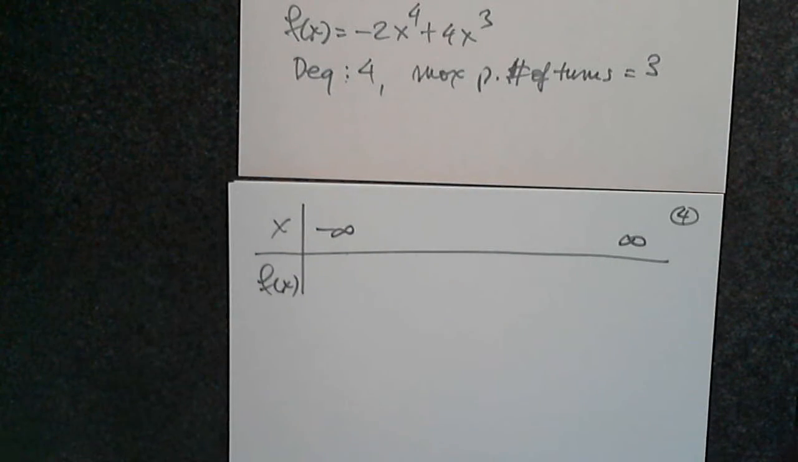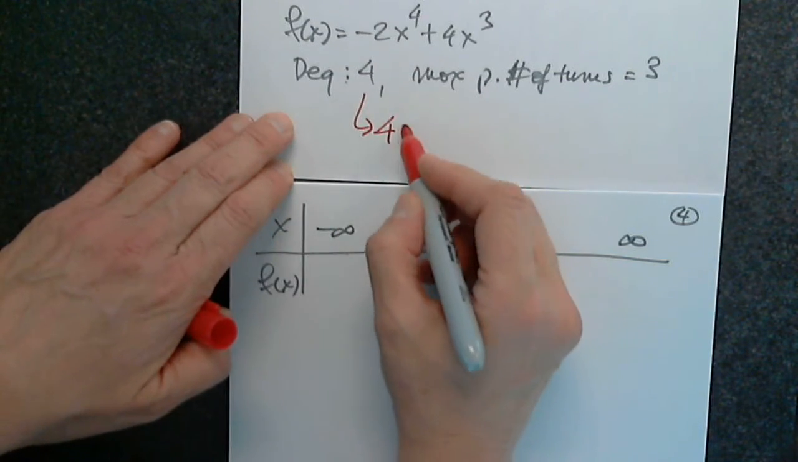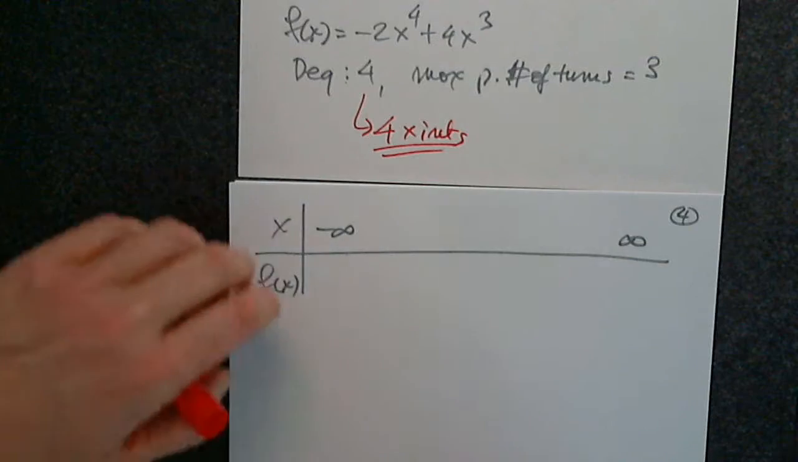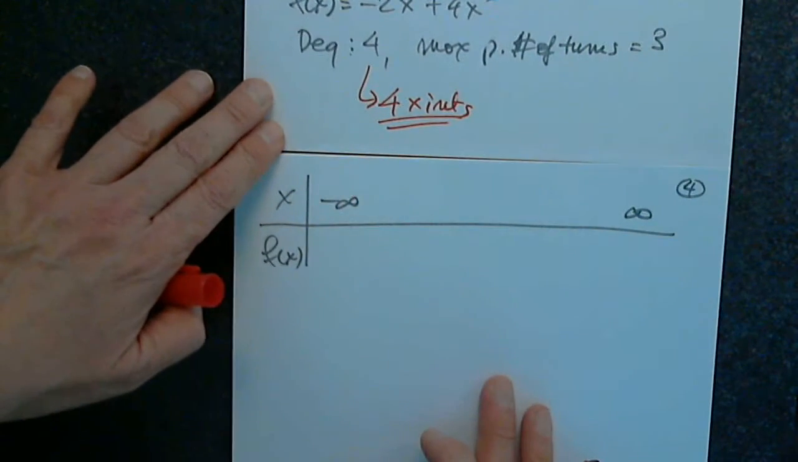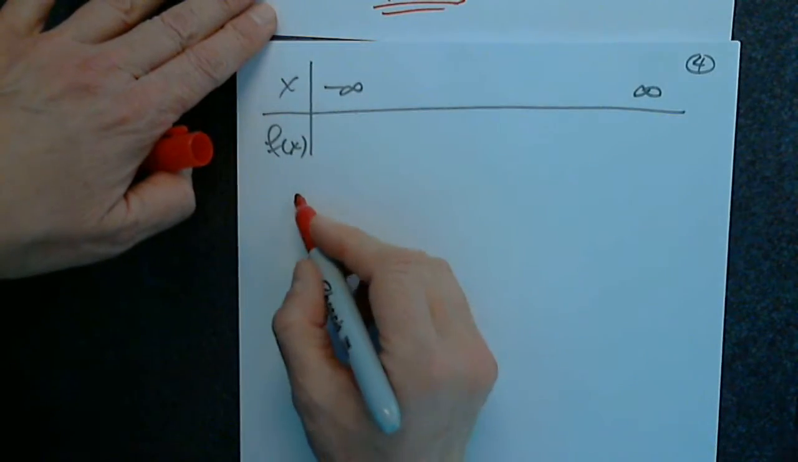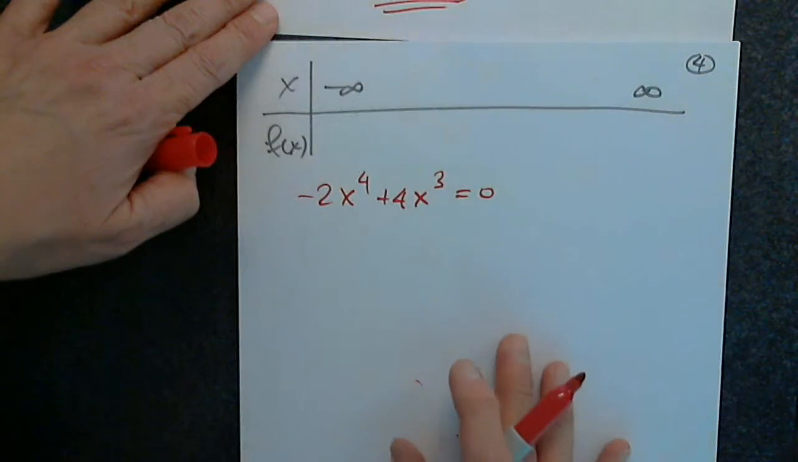Okay, degree 4, how many solutions or how many x-intercepts will you find? 4 x-intercepts. Good, let's find them. What do I have to write in order to find the x-intercept? Very good. Negative 2 x to the 4th plus 4x cubed equals 0.